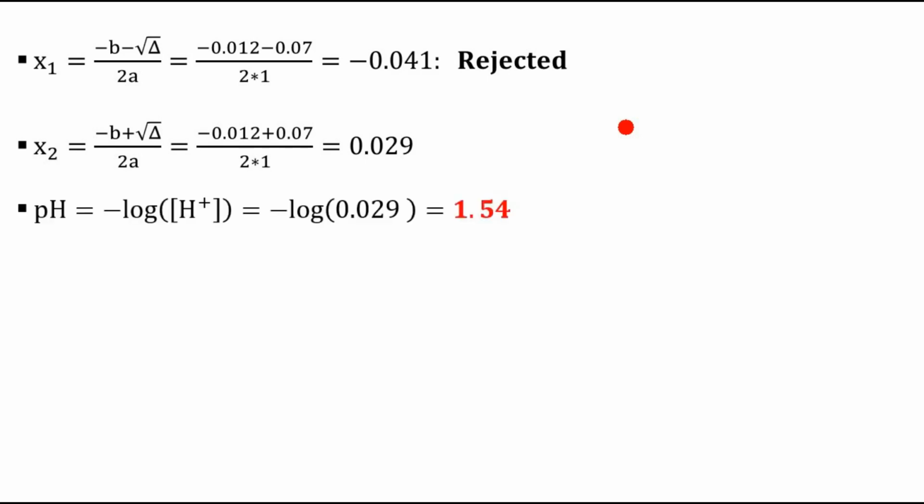So the pH will be equal to negative log of H plus, which is equal to negative log of 0.029, which is equal to 1.5. That means the pH will be equal to 1.5. So you can see here, it is a salt coming from a strong acid. That salt will be dissociated, as you can see, and you get the pH equal to 1.554.